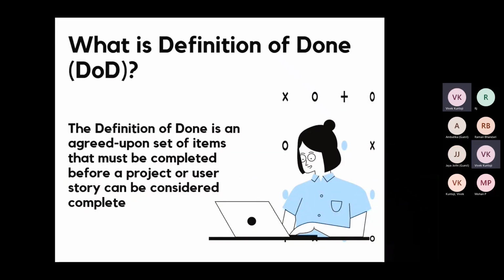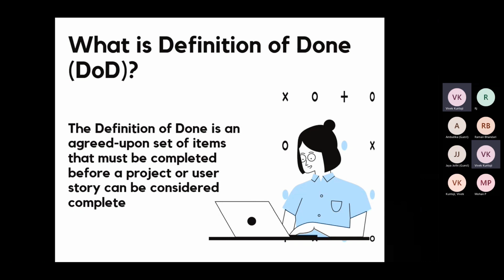So what Google says is the definition of done is an agreed upon set of items that must be completed before a project or a user story can be considered complete. So as Ambalika has mentioned, it's the checklist which validates the work that we have done in a sprint. So what is that checklist all about? The checklist consists of all the necessary activities or steps that should be completed before we can mark any work item as completed, which is in line with the product increment. So that is what a definition of done is.